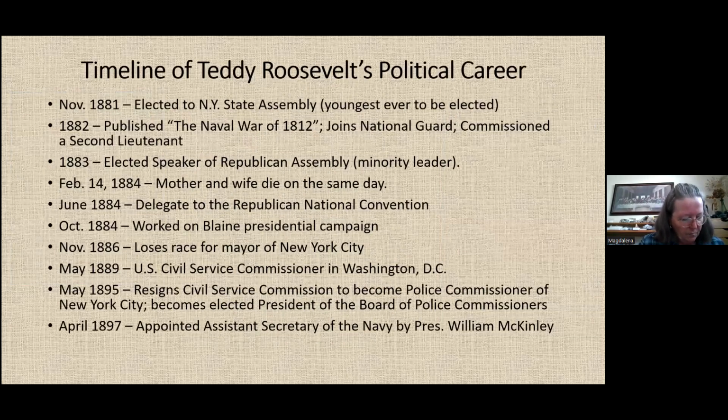So, okay, this is a bit of a timeline of Roosevelt's political career. In '81, he was elected to the New York State Assembly. In '82, he published his book. He also joined the National Guard and was commissioned second lieutenant. In '83, he was elected Speaker of the Republican Assembly and Minority Leader.